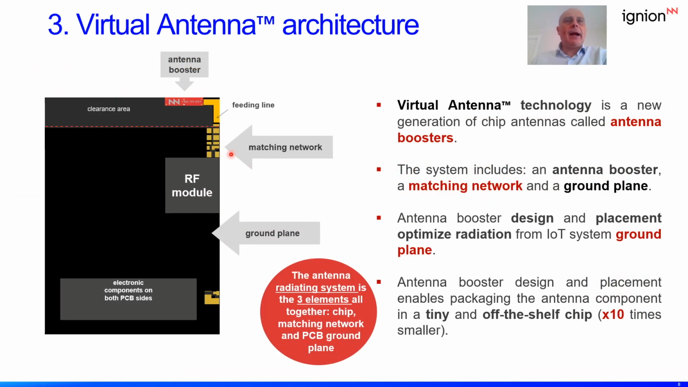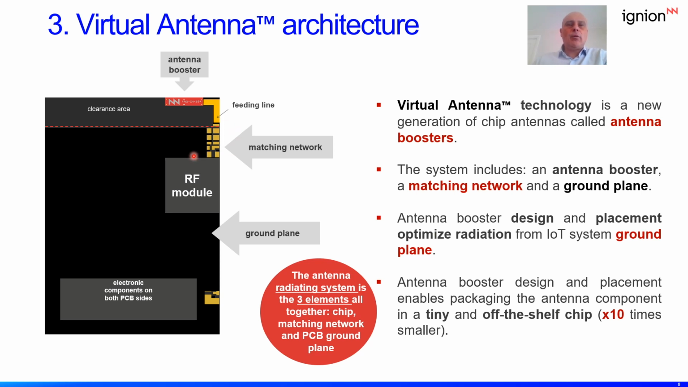The virtual antenna architecture is very simple. We have three parts: one is the antenna booster, two is the matching network, and three is the ground plane. The antenna booster is usually located on the corner of the ground plane. The ground plane, at least you have two ground planes, two layers of ground plane in the multi-layer PCB, one on top and the other on the bottom.